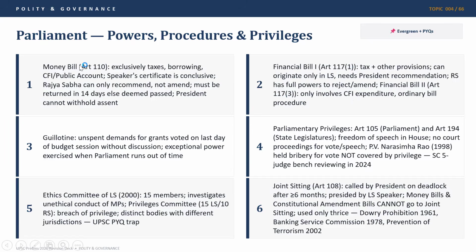So a key difference between Money Bill, Article 110, and Financial Bill 1, Article 117(1), is the Speaker's certificate being conclusive in Money Bill and the President's recommendation being needed in Financial Bill 1. Also, Rajya Sabha not being able to amend and only having recommending powers in Money Bill, but it has the power to reject and amend in Financial Bill 1. Financial Bill 3 is just like any other ordinary bill pertaining to CFI expenditure.